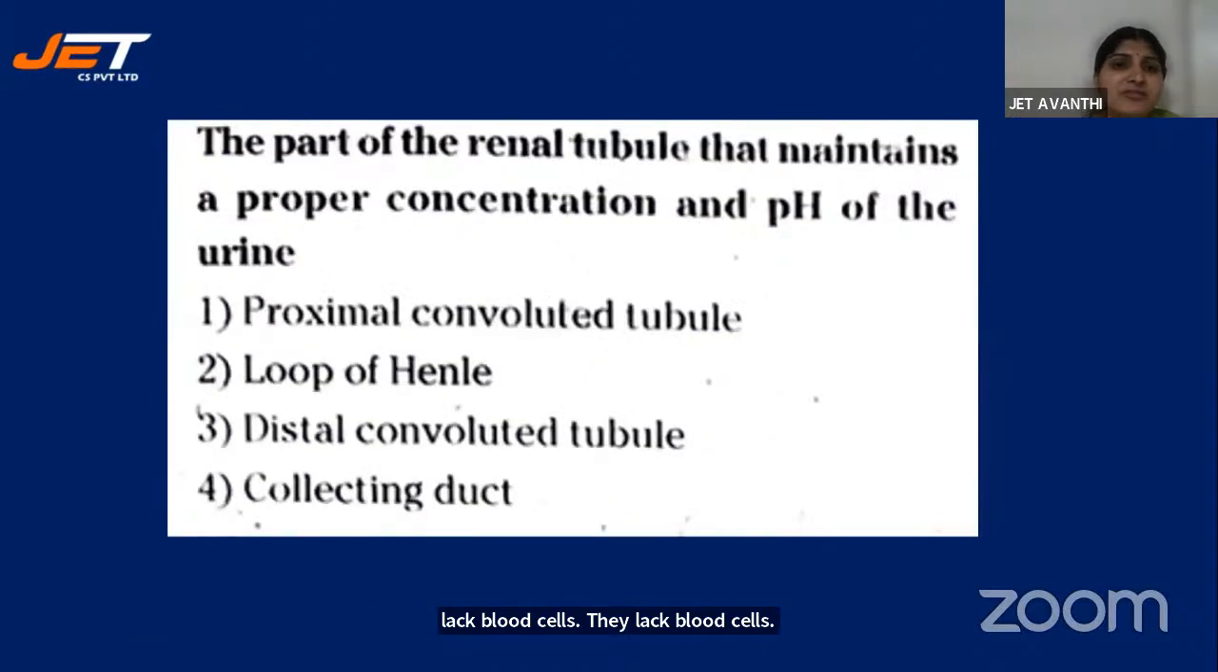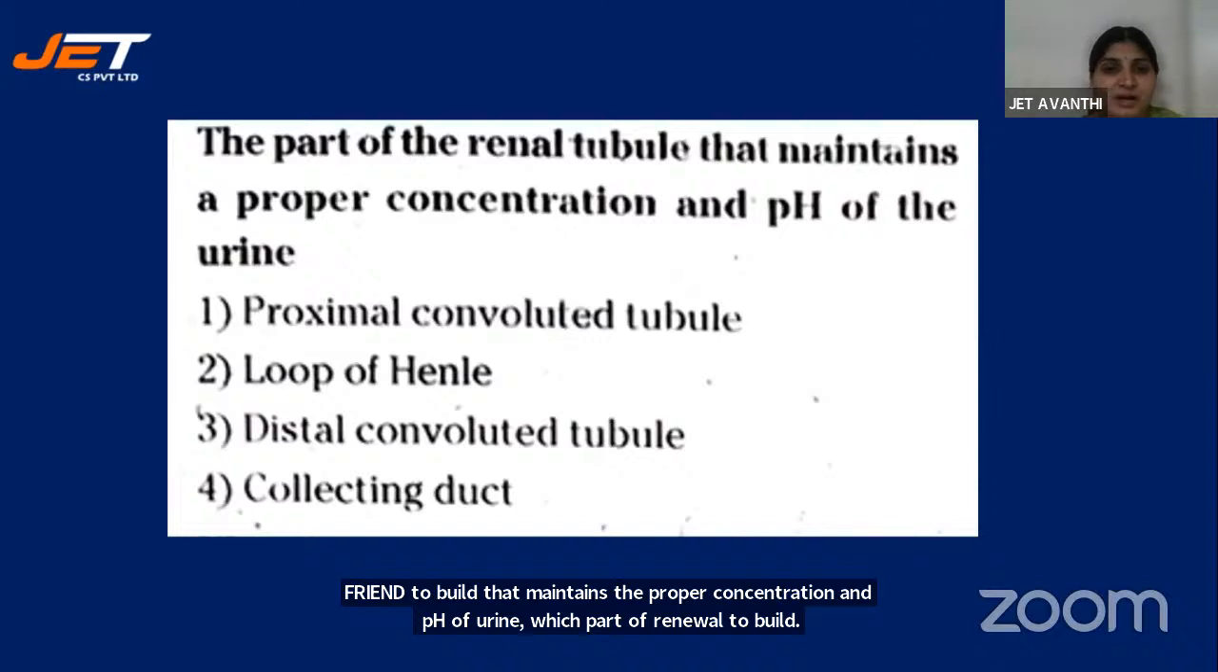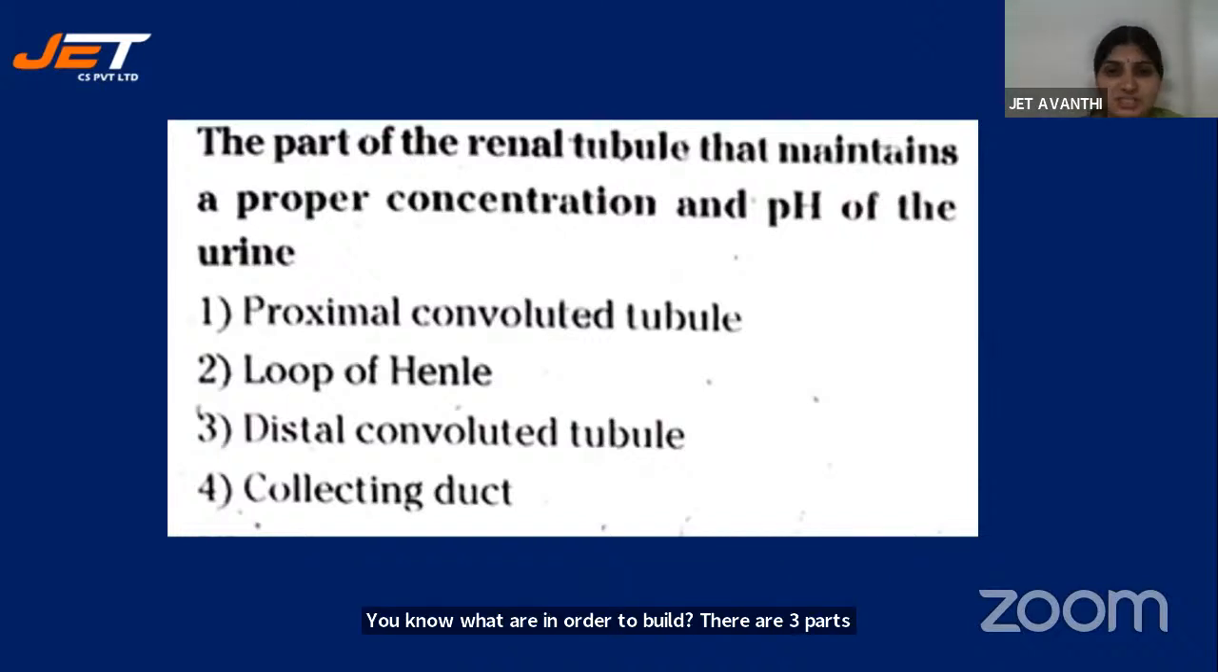The part of the renal tubule that maintains a proper concentration and pH of urine. Which part of the renal tubule? You know there are 3 parts: PCT, loop of Henle, and DCT. Among these, which will be maintaining the concentration and pH of urine? PCT, loop of Henle, distal convoluted tubule, and collecting duct. It is, children, where the urine secretion takes place. That is the answer.